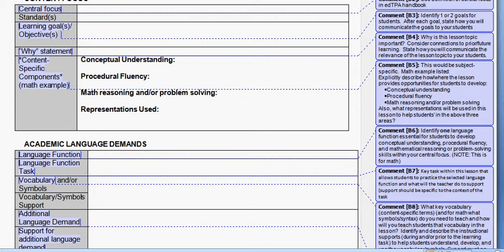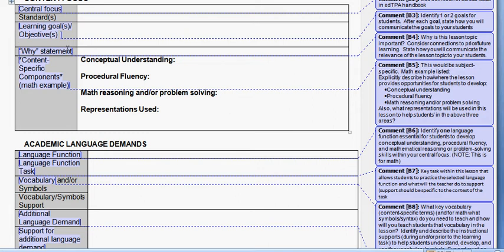Now that hint in there, consider connections to prior and future learning, is part of the EdTPA. You want to be able to justify why your topic is relevant. Why should you be teaching this topic? And how does it connect to what the students already know or what they will be learning? And again, you want to state how you're going to communicate the relevance of the lesson topic.